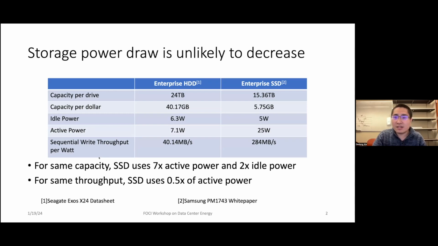Data center storage has seen a trend of SSDs replacing HDDs, so SSDs are taking a bigger and bigger part of storage devices. Looking at the latest HDDs and SSDs, an interesting consequence is that SSDs use a higher active power while the idle power of the two devices is coming close. To achieve the same capacity, SSDs will use 7 times more active power, while it's 2 times the idle power. So if this trend continues, the power used by storage is going to increase.